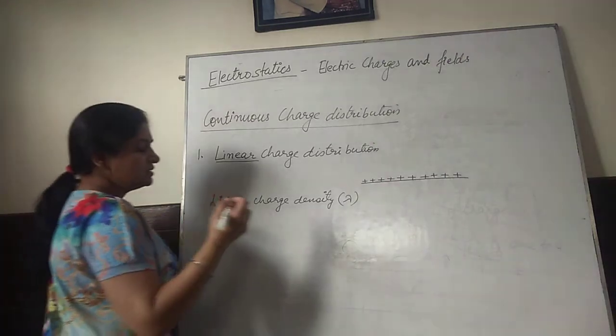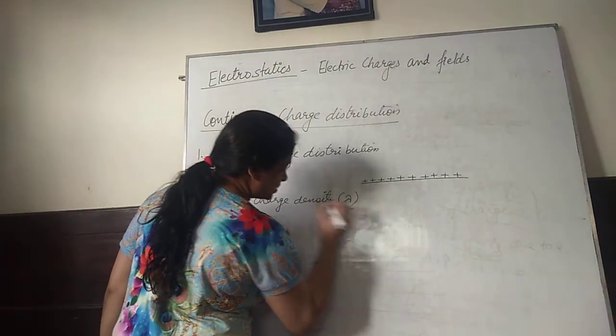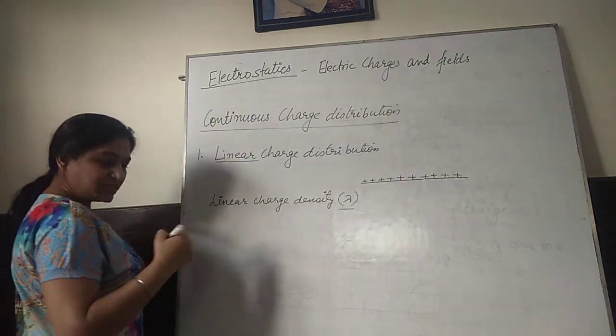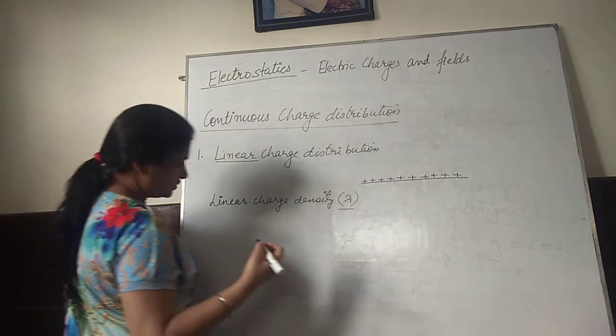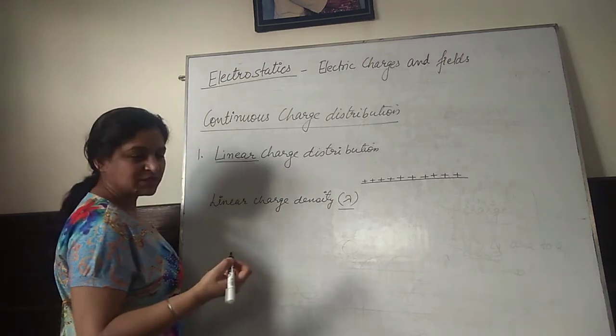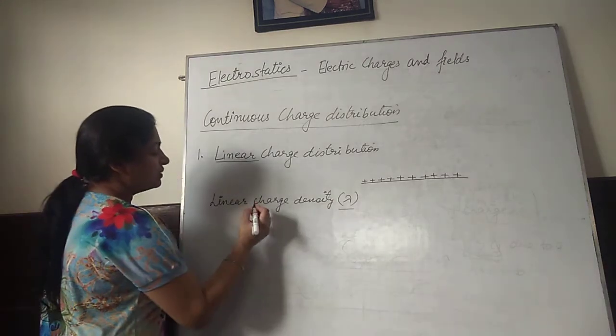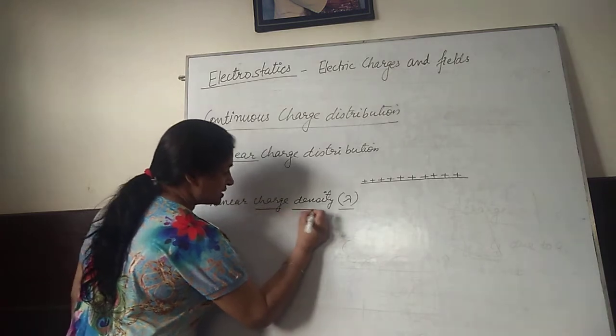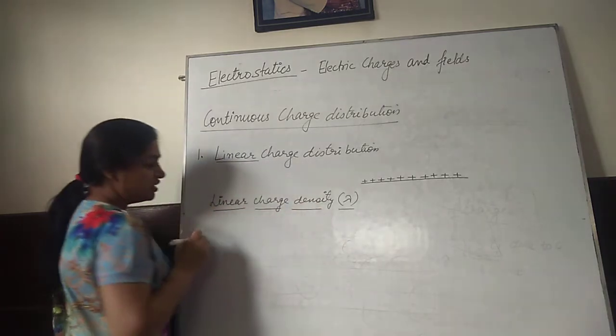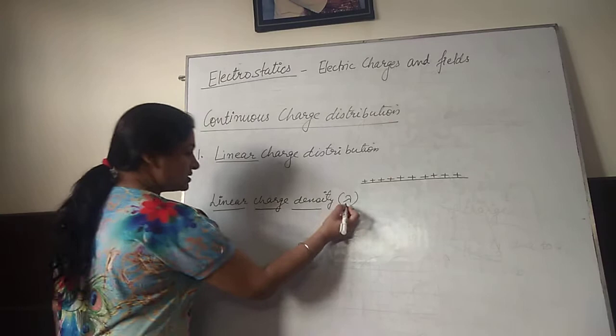Linear charge density is represented by the symbol lambda here. So density, we already know that in lower classes you have done density. What is density? Density is mass per unit volume. But here we are talking about charge density and it is linear. So how can we define this?